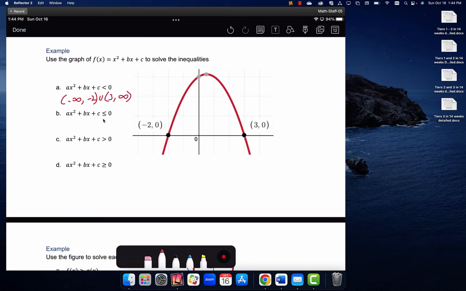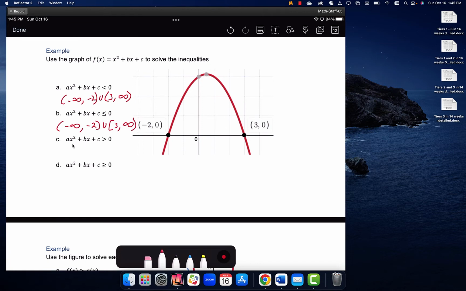And B, the only thing that's different here is we can include those endpoints. We have equality. So in this example, we have negative infinity to negative 2, including the negative 2, and including the 3 to infinity.